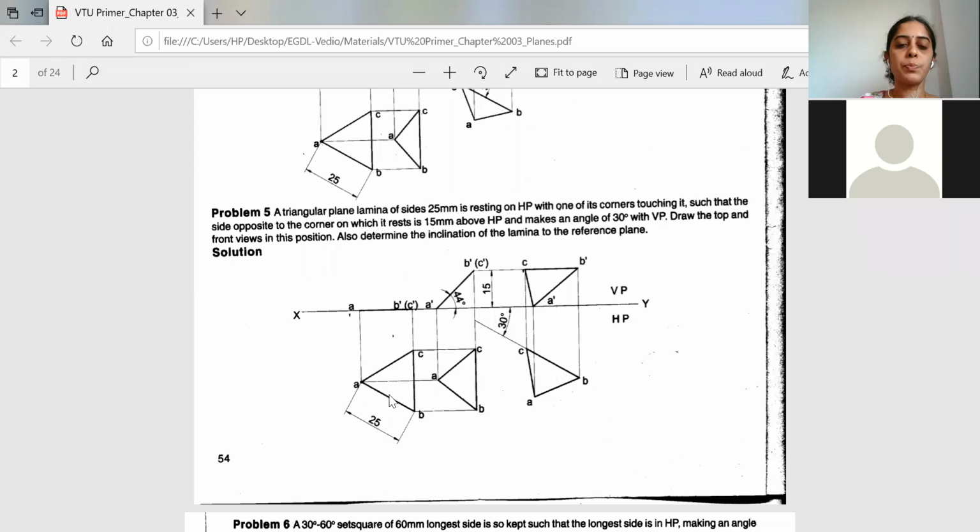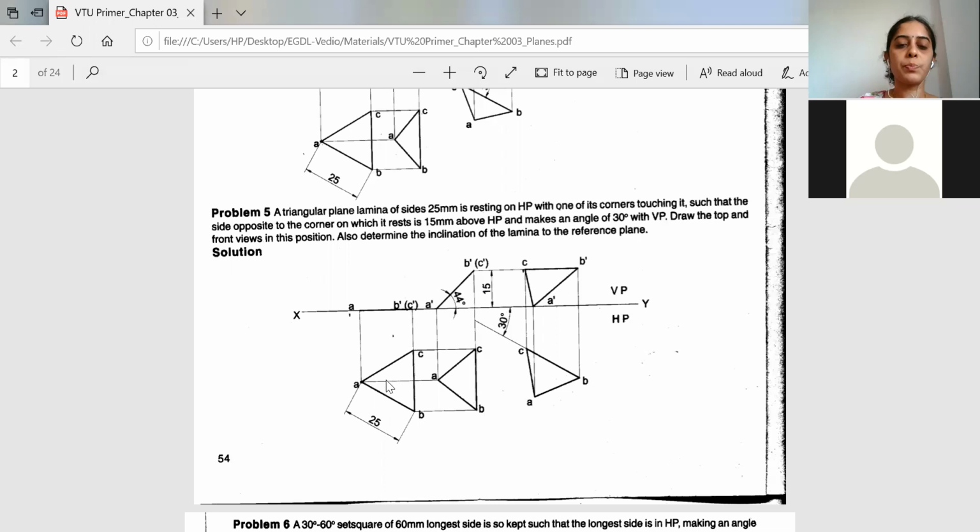Extend the locus of A, B, C, and take the projection from A dash, B dash and C dash. Then read the locus. Locus of A is meeting the locus of A dash at this point, so this will be our A. Locus of C will be meeting C dash here, so this will be our C. Locus of B is meeting our B at this point.